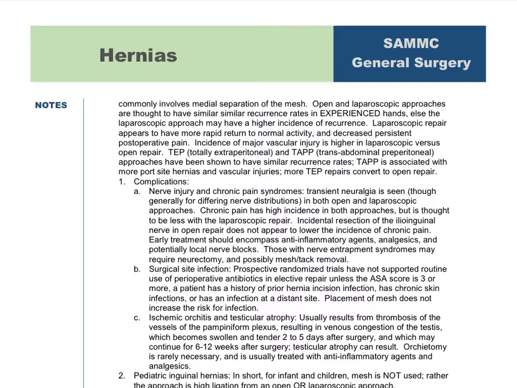And then to compare TEP versus TAP repairs, they've seen, again with more recent data, that recurrence rates are similar. However, TAP, or the one where you go into the belly and then dissect down the peritoneum, is associated with more vascular injuries and port-site hernias. One thing to note is that people in the preperitoneal space tended to convert more often to an open repair than those on the TAP side of things.